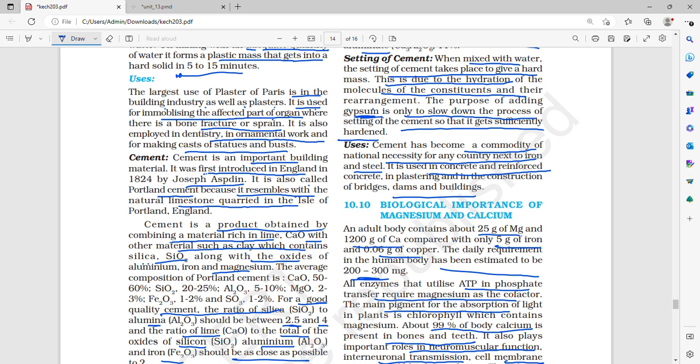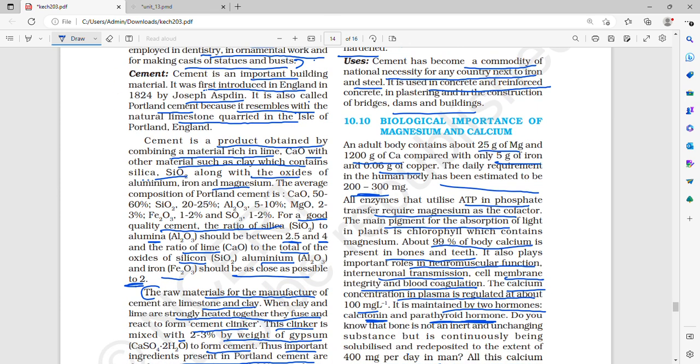The largest use of plaster of Paris is in the building industry as well as for plasters. It is used for immobilizing the affected parts of organs where there is a bone fracture or a sprain. It is also employed in dentistry, in ornamental work, and in making casts, statues, and busts.